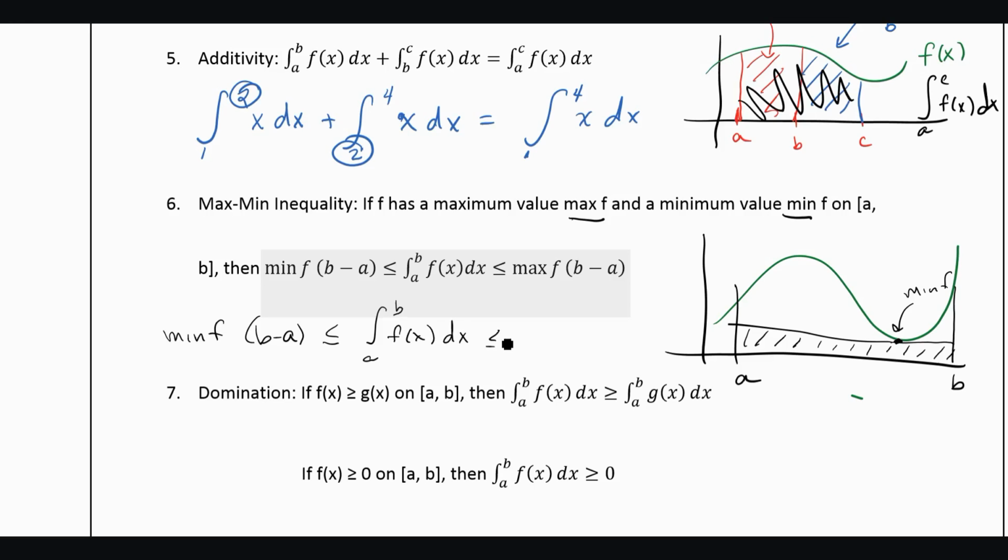Now, if we took the max point there, which we would call max f, and made a rectangle right there, it would be bigger than or equal to our integral. Here we see we get something much bigger. So that's why our integral has to be smaller than that.